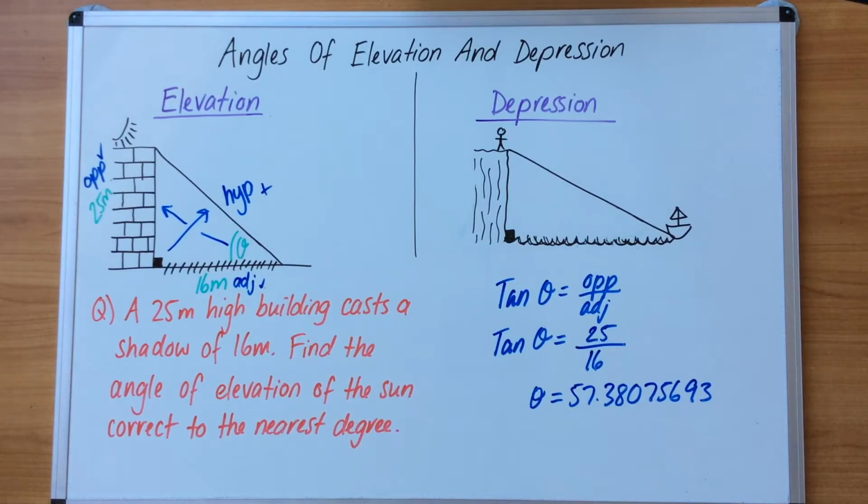57.38075693. And we have to do some rounding. And the question says that we need to round to the nearest degree because we always do that for angles. So we put a line in front of the first decimal place and underline the looking number. In this case, the looking number is sitting between 0 and 4, which tells me that this number is going to stay. So we have an angle of elevation of 57 degrees.